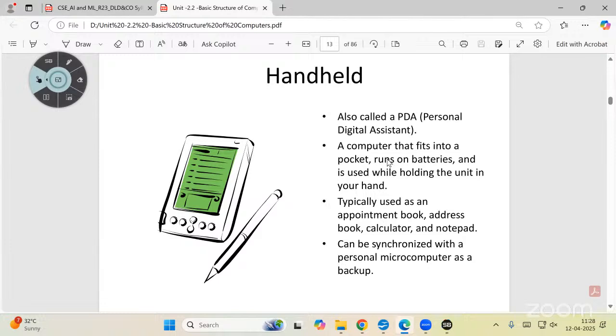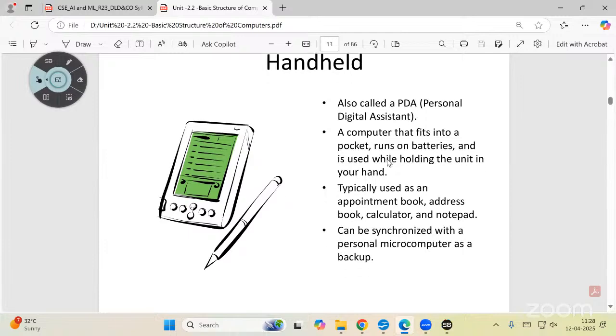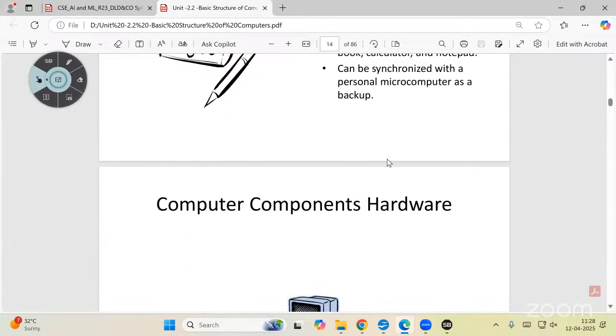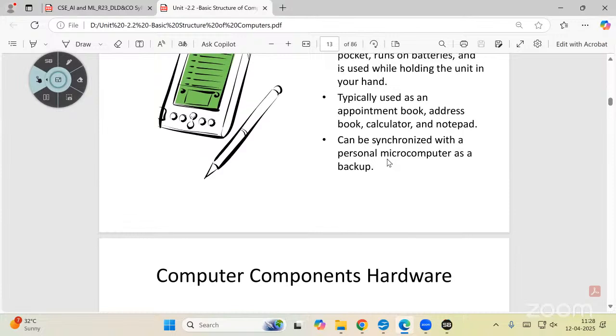Okay, so these are the different types of computers. What are the different types of computers? First one is personal computer, then desktop, laptop, server, workstation, supercomputer, mainframes. And the last one is the handheld device, that is a PDA, the personal digital assistant.